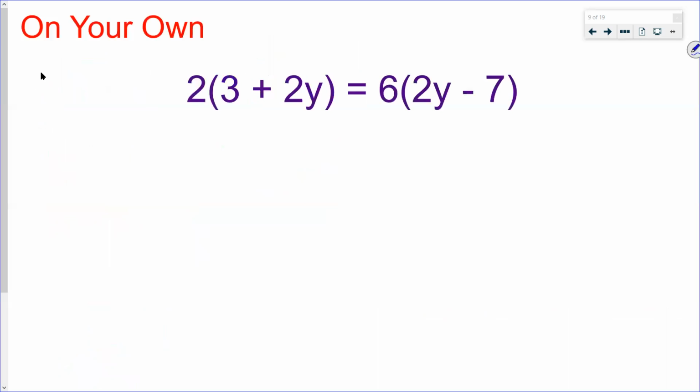That's the biggest thing. So what I want you to do here is try this on your own. Get rid of your grouping symbols. Run through step by step. All right, so you should be pausing the video now so that you can try this on your own. So please pause your video now.